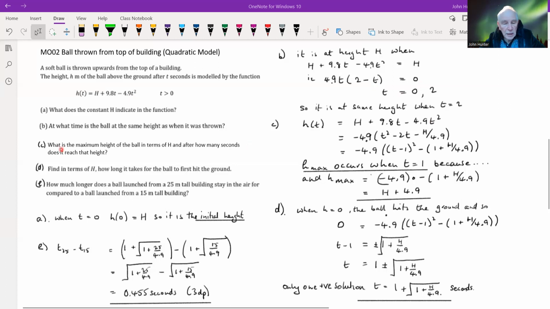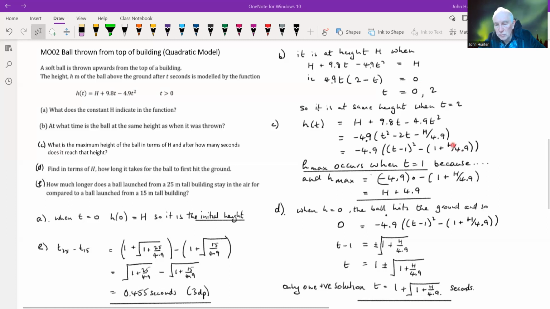Part C, now I put this in here, it wasn't in the original question, but this is fairly typical of these kind of quadratic model questions, so I thought it was actually worth doing. What is the maximum height of the ball in terms of h, and after how many seconds does it reach that height? So if we look at this function again, we can rearrange this, and this is the normal thing that we do in these sort of quadratic models, in order to be able to complete the square. So we've now got it in this form.